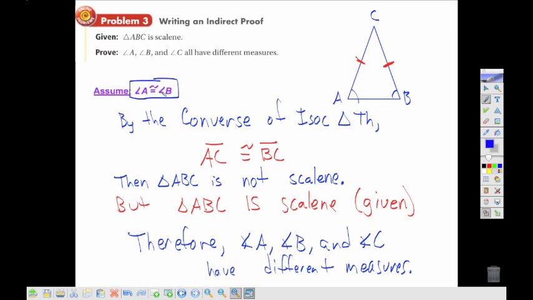Now really I should have been a little more careful. I gave specific names to which ones are congruent. I should have just said two angles are congruent. And I could have done the same proof with B and C or A and C, but I still would have come to the same conclusion.